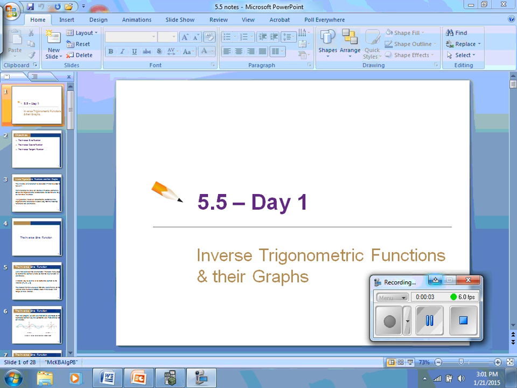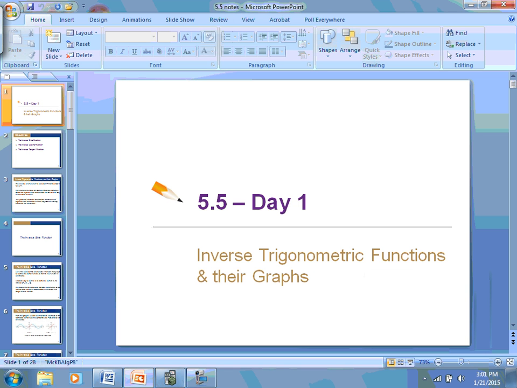Welcome to Mrs. Neller's notes for her pre-calculus class. These are the notes for section 5.5, day 1, entitled Inverse Trigonometric Functions and Their Graphs.